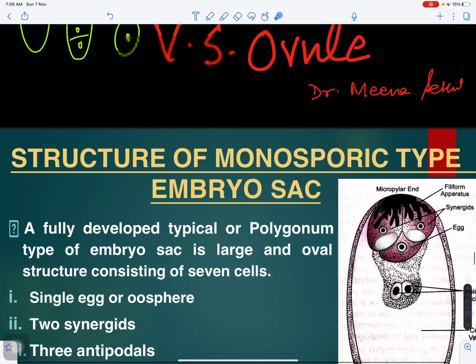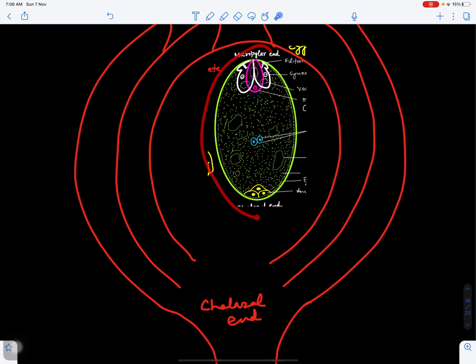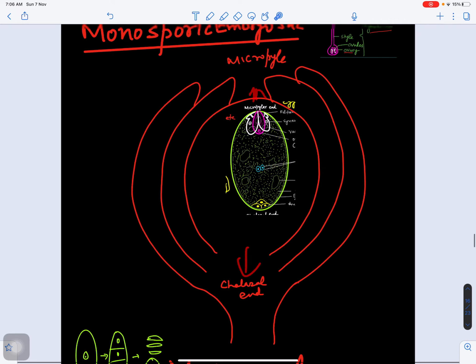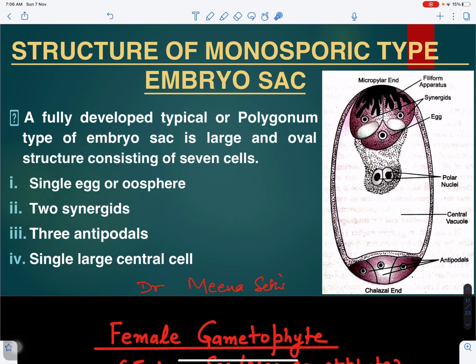What is the structure of the monosporic embryo sac? We'll discuss here. This is the mature embryo sac present in the ovule, like we discussed. This is the embryo sac present here in the nucellus, and this part of the ovule is the micropylar end, this part is the chalazal end. Now we can see the structure of the monosporic embryo sac. At the end toward the micropylar end, it has the egg apparatus. The egg apparatus is basically made up of the egg and synergids.